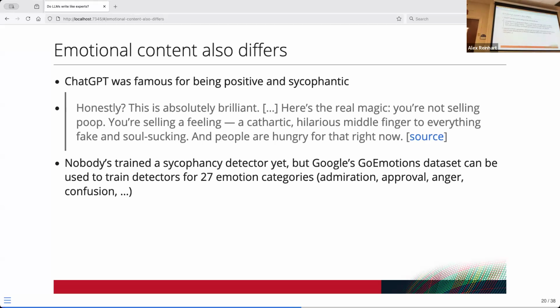Now, there's not a sycophancy detector that I found, but there is an emotions data set that you can use to train detectors for 27 different emotion categories. So not just positive and negative sentiment, but they've categorized approval, admiration, anger, confusion, joy, a bunch of things in a big corpus that you can then train a model on.